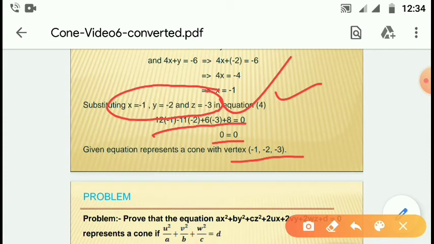We take the first three equations and solve them, and we get some values. We substitute the solution of the first three equations into the fourth equation. If the fourth equation is satisfied by the solution given by the first three equations, then we can say that the four equations are consistent. And if the four equations are consistent, then the equation given in the problem represents a cone with a vertex, and the vertex is given by the values of x, y, z that we obtained by solving the equations. So this is the procedure we have to follow.